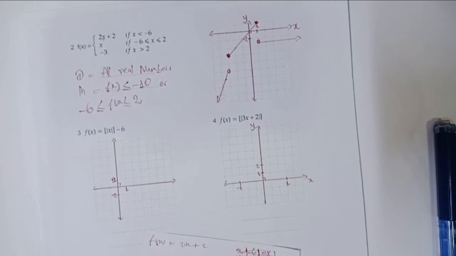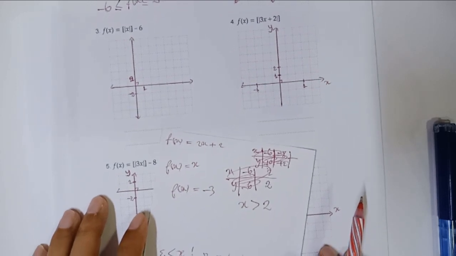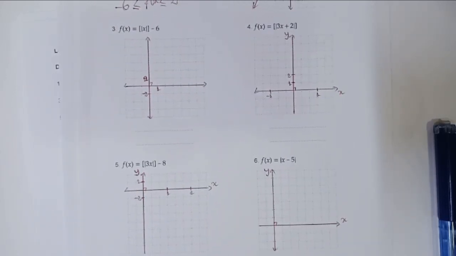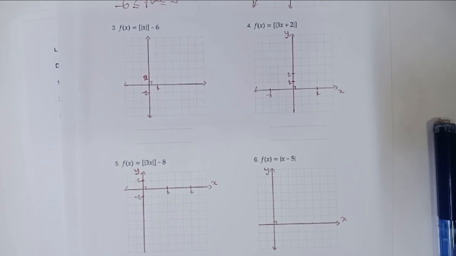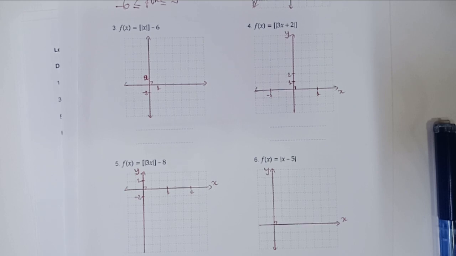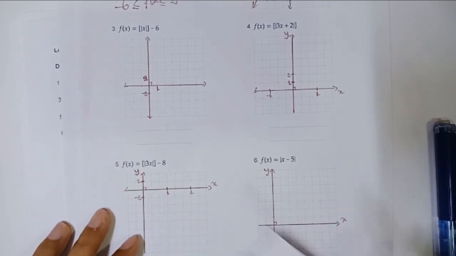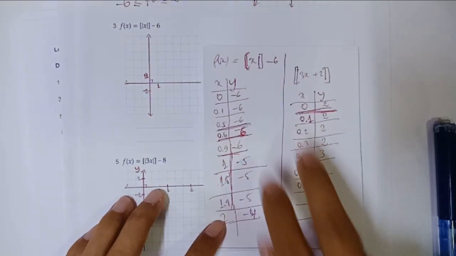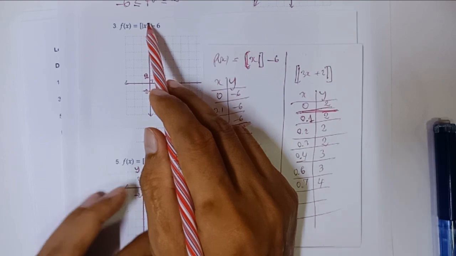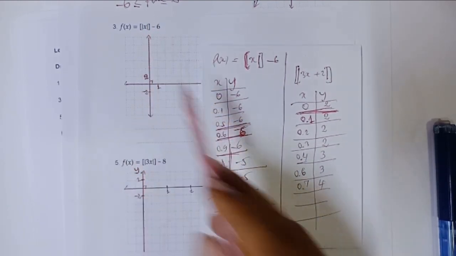Now here comes the step functions. Number 3. Okay, for number 3, I've given you the table value of this. So this side represents the closest, the bigger and smaller integer it represents.